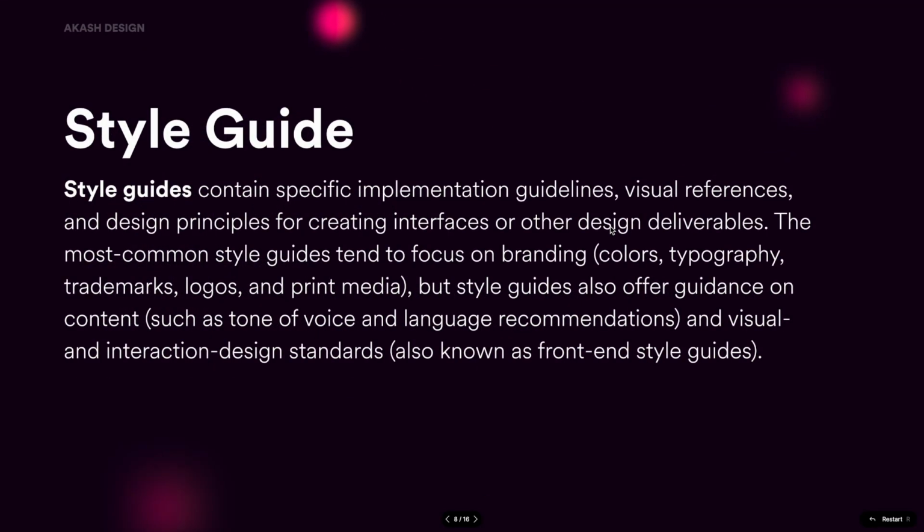So let's first define what exactly a style guide is. A style guide contains specific implementation guidelines, visual references, and design principles for creating interfaces and other design deliverables. So basically the things that we build on Figma, and apart from that, we also build instructions on top of it, like how we can use these elements. For example, how to use colors, secondary, primary, tertiary, how to use text, H1, H2, H3, those markings, right? How to use a button, selected, deselected, focused, all these different states, right? Where and how they can be used is basically what a style guide contains. So a style guide contains the components as well as the implementation guidelines.